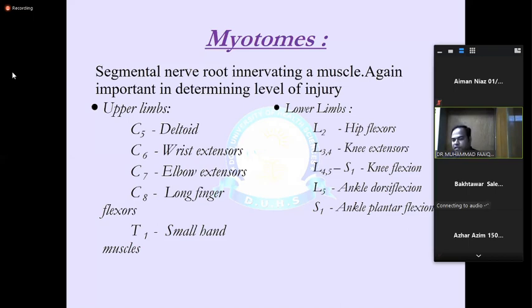knee extension L3 and L4, and dorsiflexion supplied by L5, plantar flexion supplied by S1. So these are the important myotomes in the lower limb.